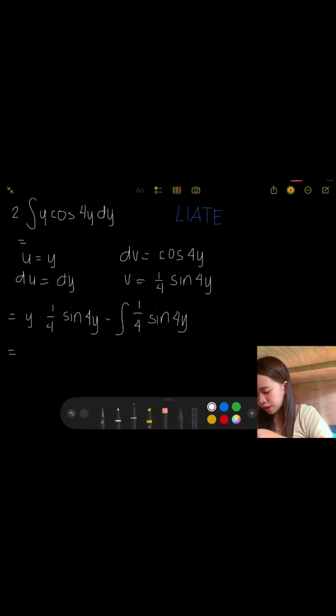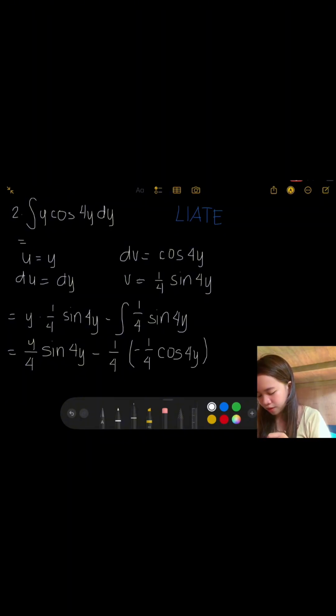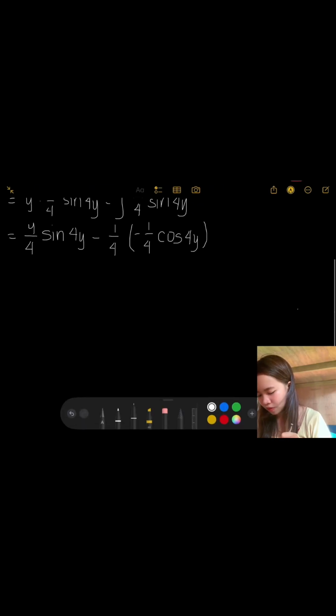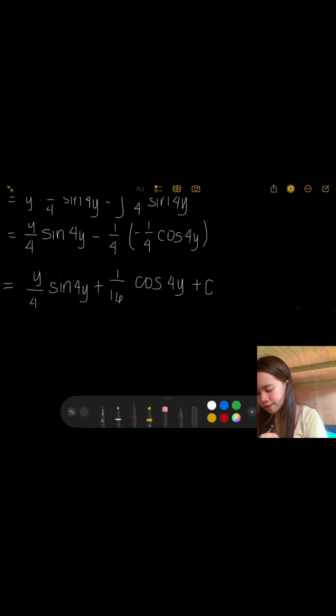So this will become y over 4 sine 4y minus, let's just take the constant outside, so it will be minus 1/4 multiplied by the integral of sine 4y, which is negative 1/4 cos 4y. So our final answer will be y over 4 sine 4y plus 1 over 16 cosine 4y.